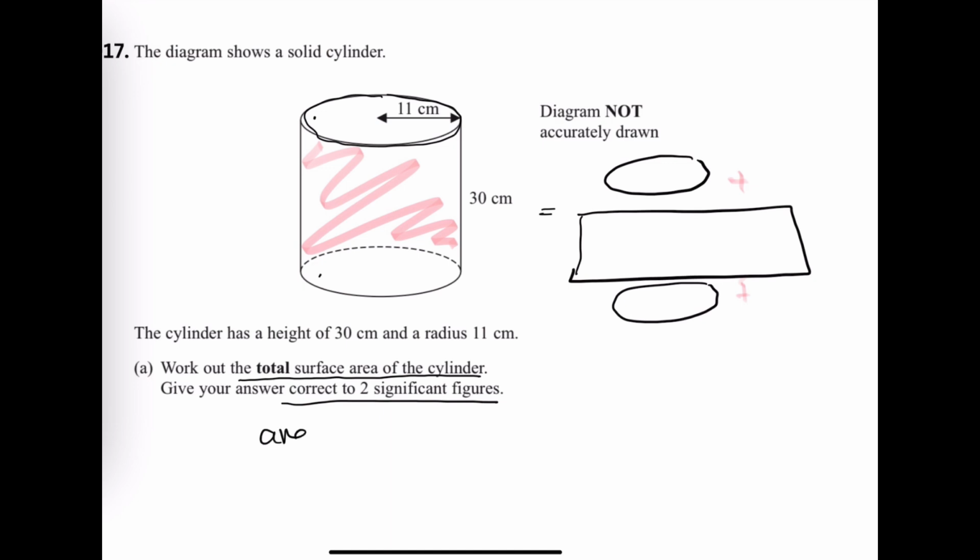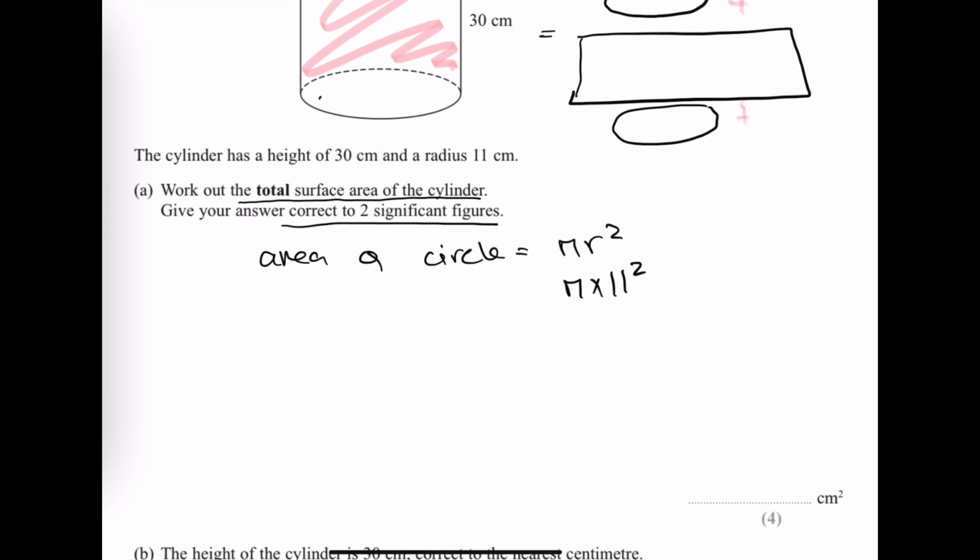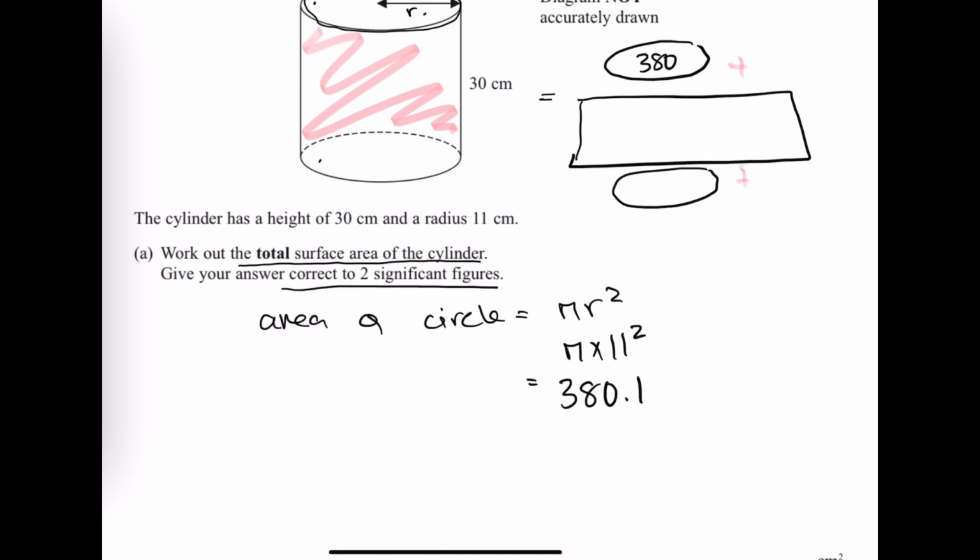So area of a circle, we know that the equation is just pi r squared. The radius over here is 11, so we can just do pi times 11 squared. So we know the area of the circle is 380.1. So we know 380 and 380.